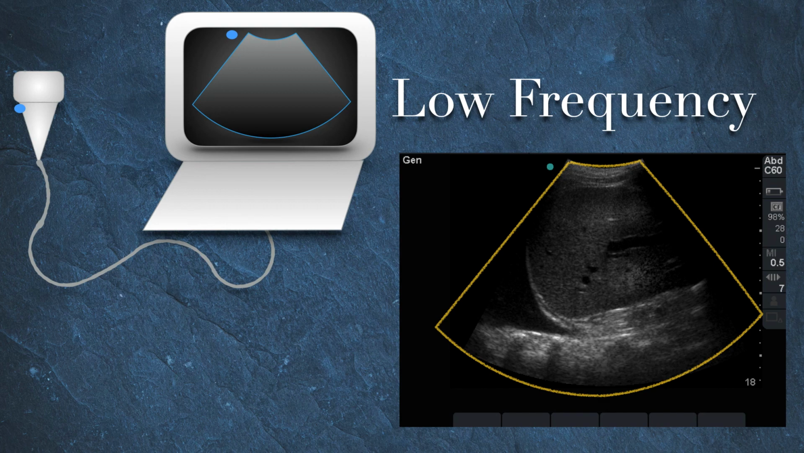This is the right upper quadrant view of the FAST exam. Again, you see the baseball diamond-shaped window, and the depth is approximately 18 centimeters. Most abdominal imaging will be performed using a low-frequency probe.